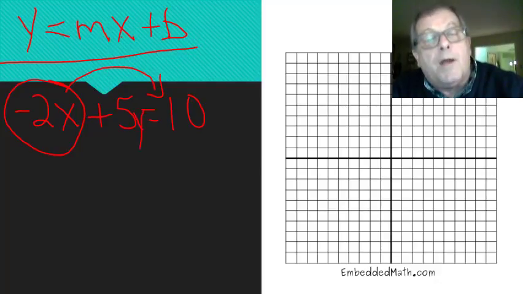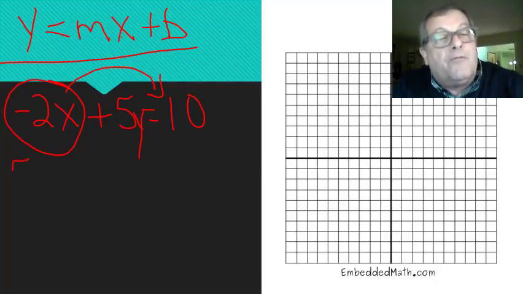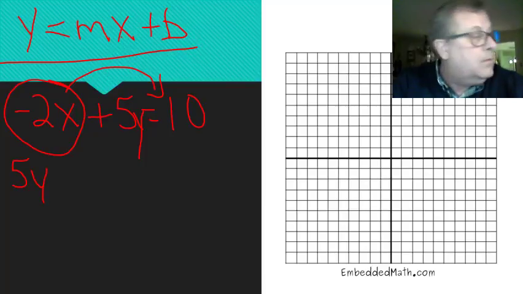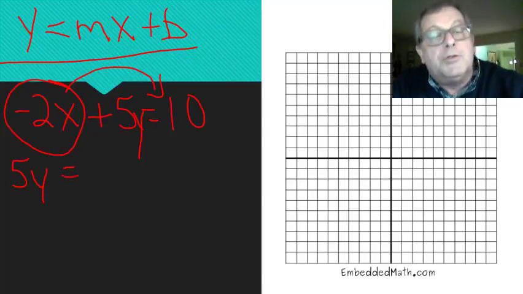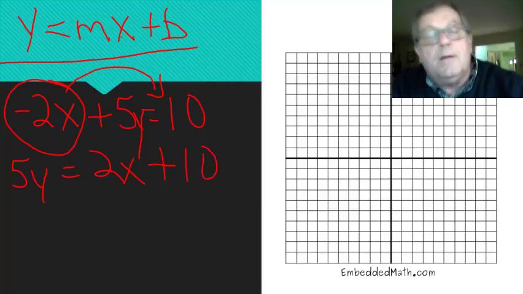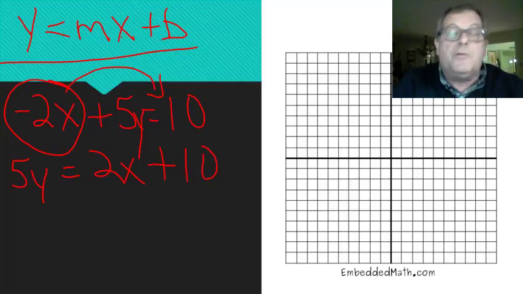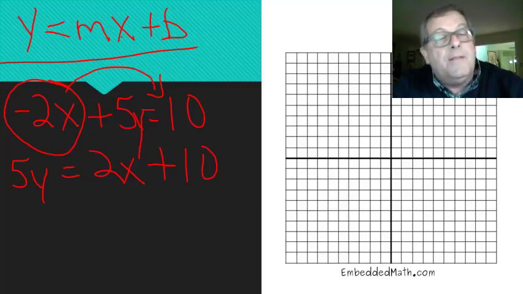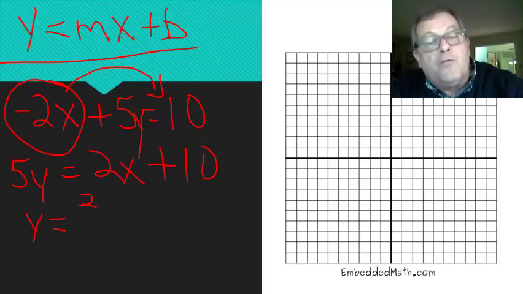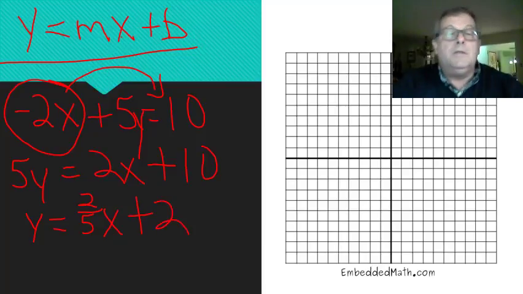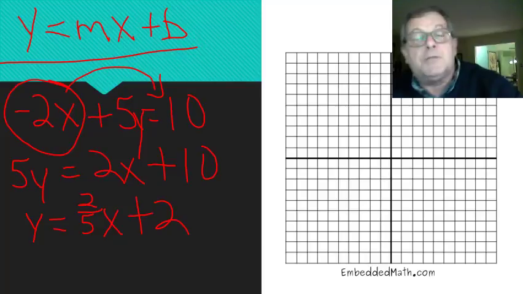I should put my y right here. And that's going to leave me with 5y equals 2x plus 10. I got to get y by itself, so I'm going to divide everything by 5. And when I do, I'm going to have y equals 2 over 5, or 2/5 x, plus 2. All right, so what's my y-intercept? Well, my y-intercept is 2.